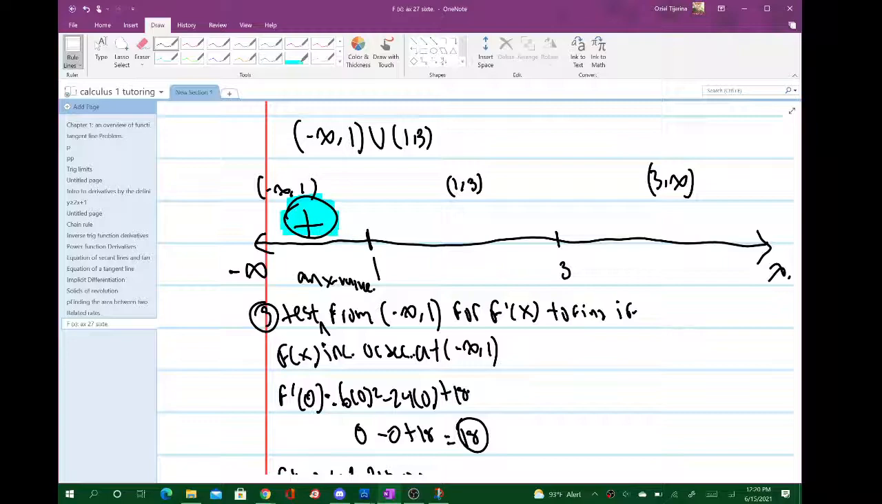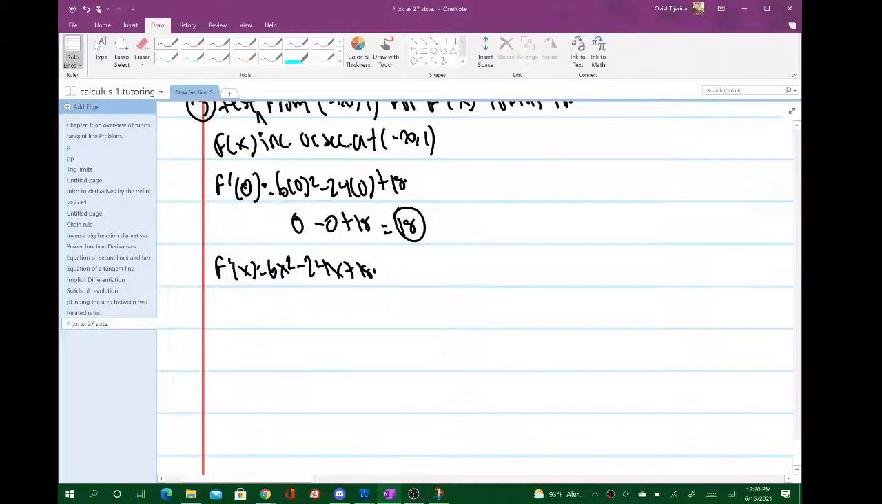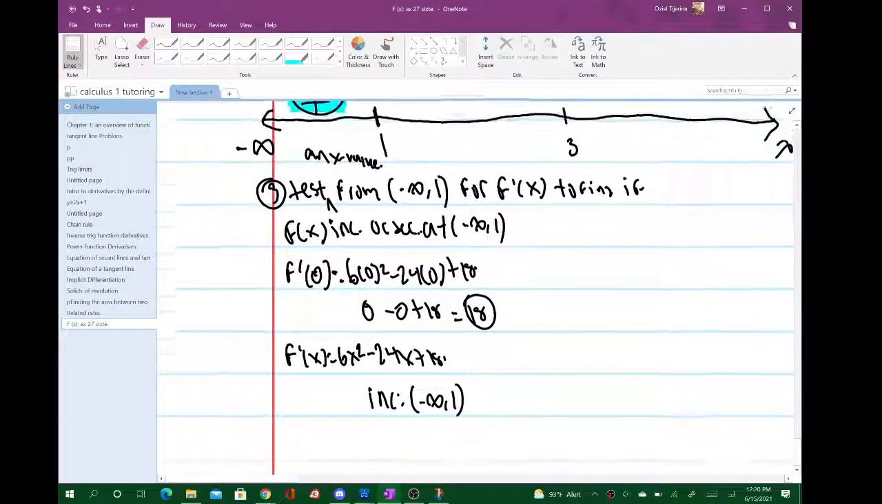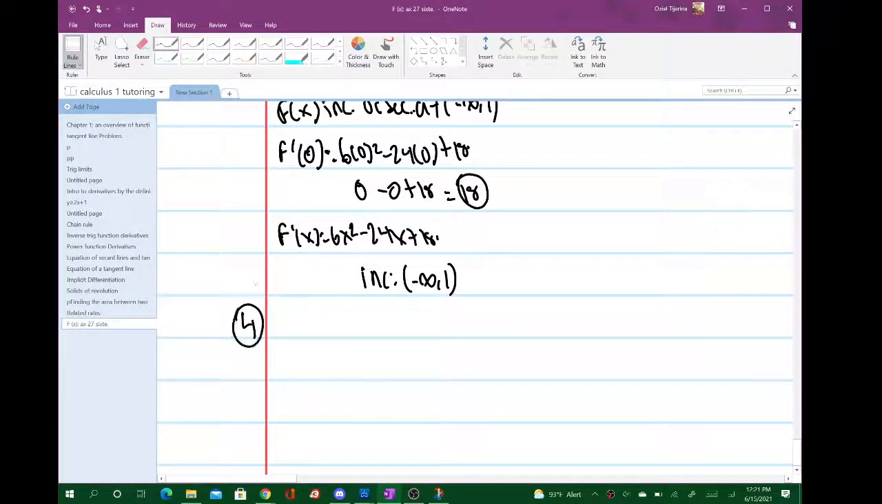Now, what does that mean? That means that here it's increasing from negative infinity to 1. It is increasing. Now, number 4, test an x value from 1 to 3.